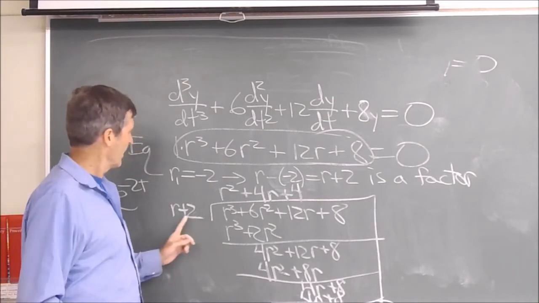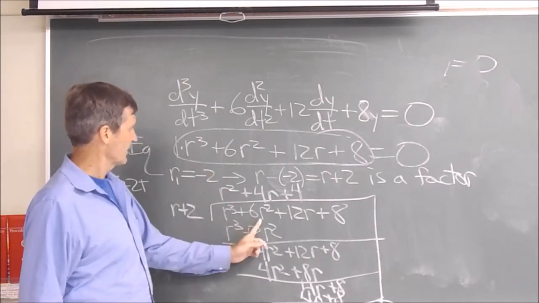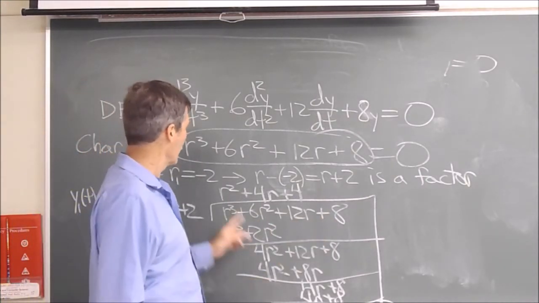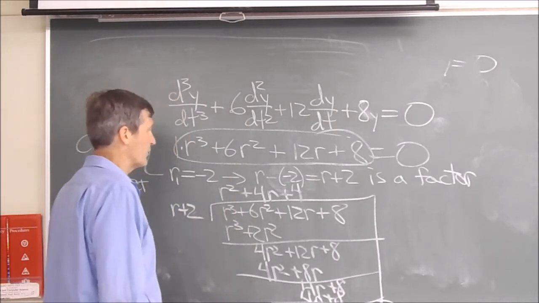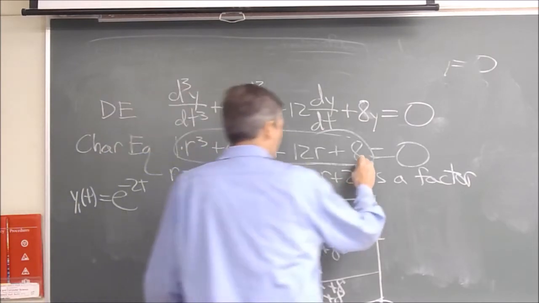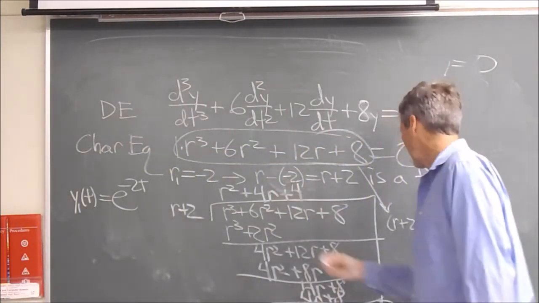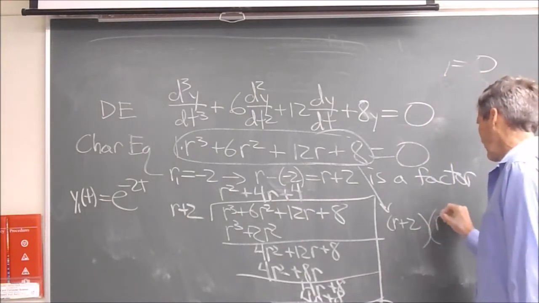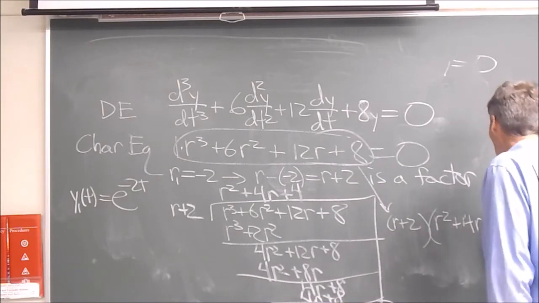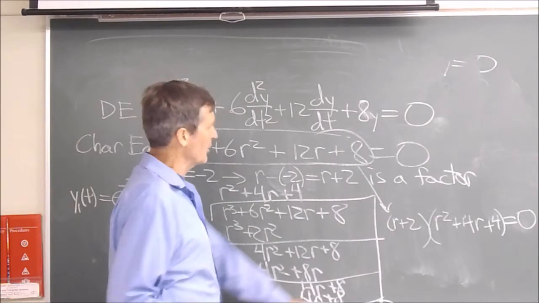Sure enough, r plus 2 divides r cubed plus 6r squared plus 12r plus 8 with quotient r squared plus 4r plus 4. This says that the original polynomial equation can be written as r plus 2, the factor we figured out by plugging in minus 2, times the rest of this, r squared plus 4r plus 4. See, you thought you'd never use your algebra when you took that class probably. So it factors that far. How do I find the rest of this?